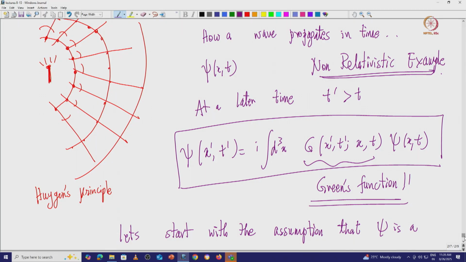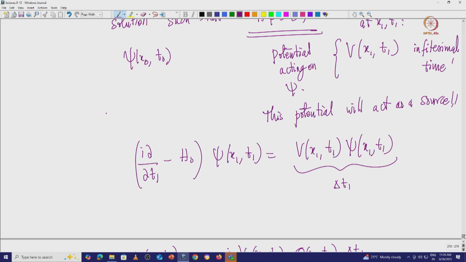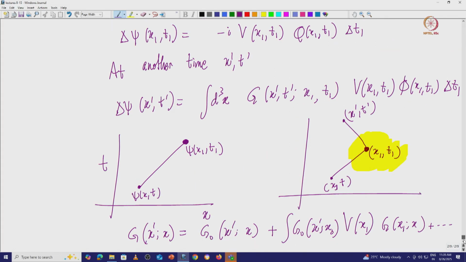But this Green function is subjected to interactions at specific infinitesimal times at x1 t1 and so on. Suppose it is subjected to an infinitesimal interaction at x1 t1 with a potential V of x1 t1, this is non-relativistic. So that is the reason why I am writing potentials at delta t1, and this gives you a solution in this particular fashion.